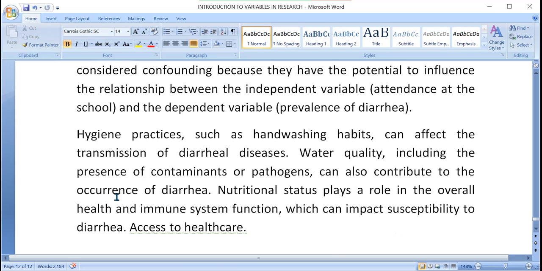A child might come with the diarrhea. Another child may not come down with it because that child has immunity. So that does not mean that there's no relationship existing between attending the school and the prevalence of diarrhea. So we must also control for nutritional status.